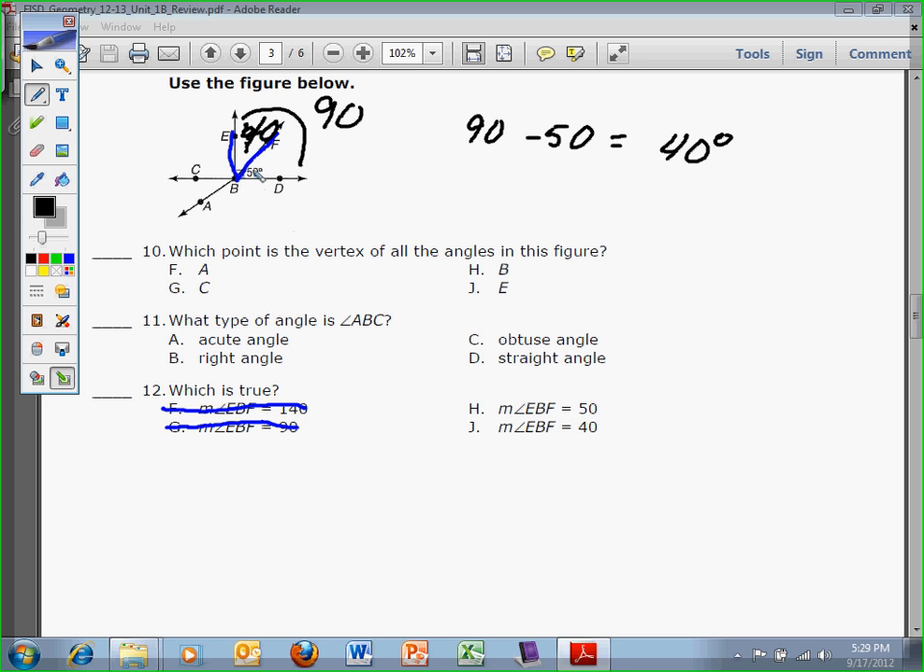And I could double check. 50 plus what gives me 90? 50 plus 40 gives me 90. If I were to pick J, I would be saying 50 and 50 is 100, which is more than the right angle that we know angle EBD is, and it would be more than 90 degrees. So the correct answer is J.